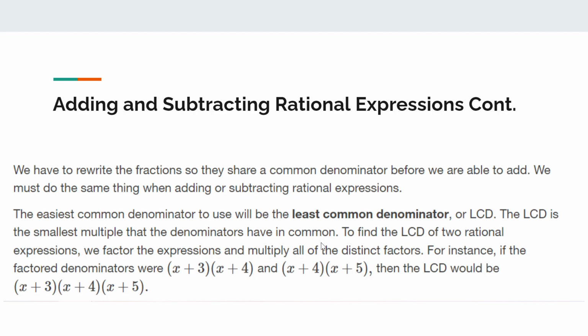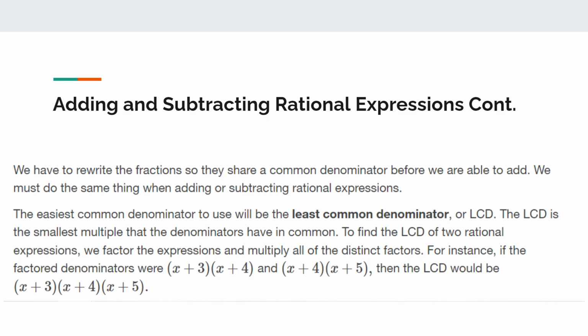So we have to rewrite the fractions so that they share a common denominator before we are able to add. So we must do the same thing when adding or subtracting rational expressions. The easiest common denominator to use will be the least common denominator, or the LCD. The LCD is the smallest multiple that the denominators have in common. So to find the LCD of two rational expressions, we factor the expressions and multiply all of the distinct factors.